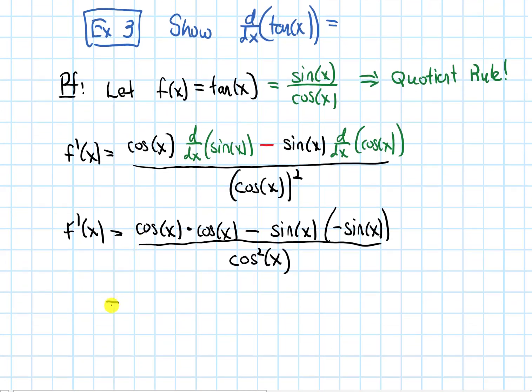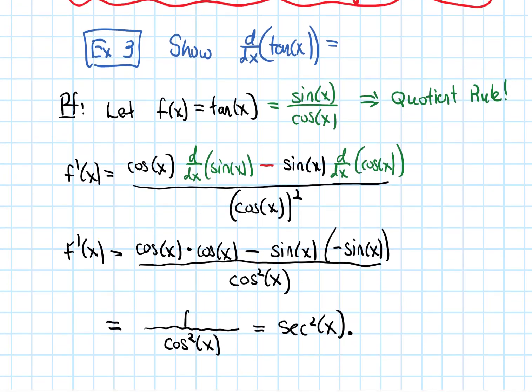So this equals, on the top, notice I have cosine squared plus sine squared, and that's just one, our key trig identity. And then over cosine squared x. And 1 over cosine is secant, so this is 1 over cosine squared, which is secant squared x. And we've just found our formula: the derivative of tangent x is equal to secant squared of x.